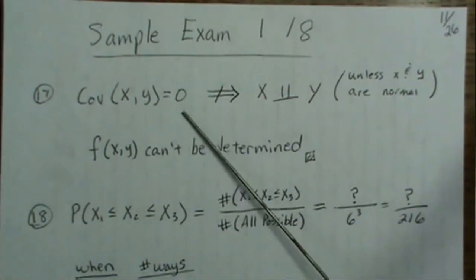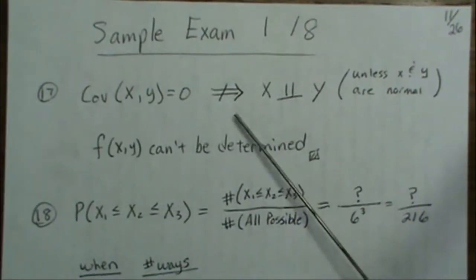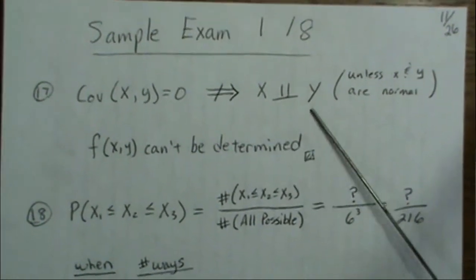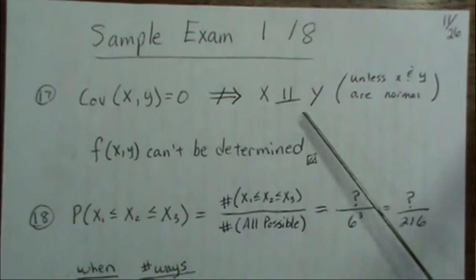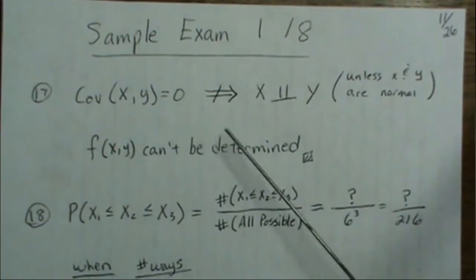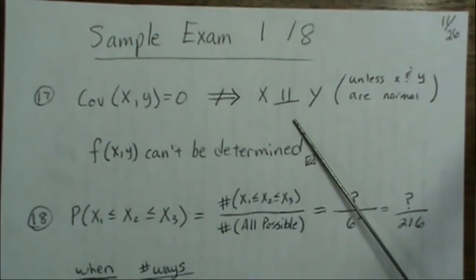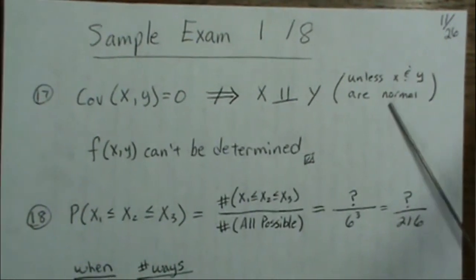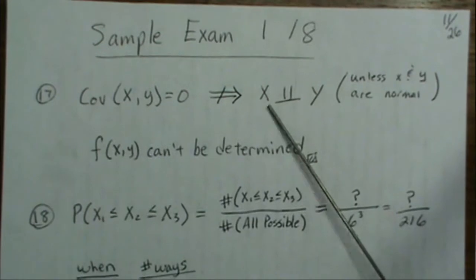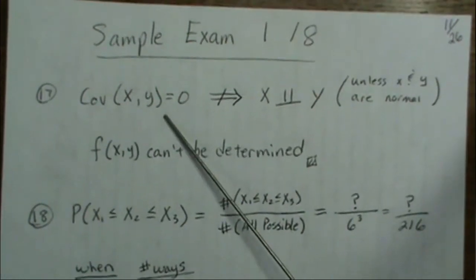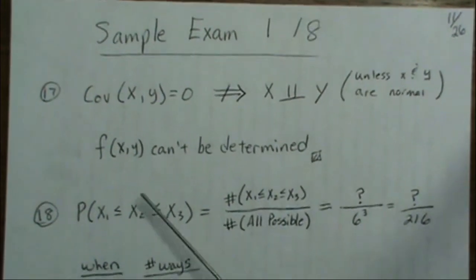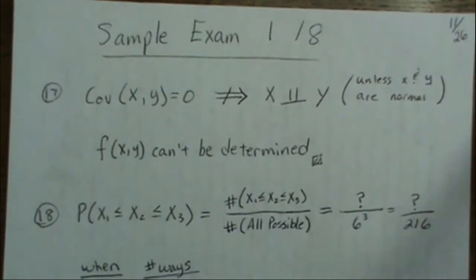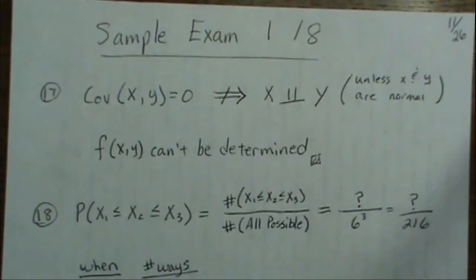But note that just because the covariance is 0 doesn't mean that x and y are independent. If x and y are independent, we could multiply those marginal distributions to come up with a joint distribution. Of course, this is true if x and y are normal, but we're not given that. So in general, just because the covariance is 0, we don't know they're independent, so we can't find their joint density, so it can't be determined.